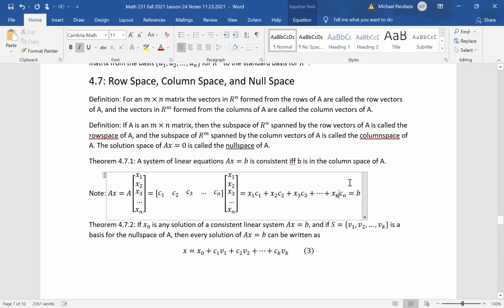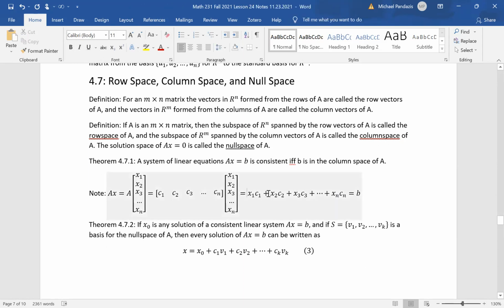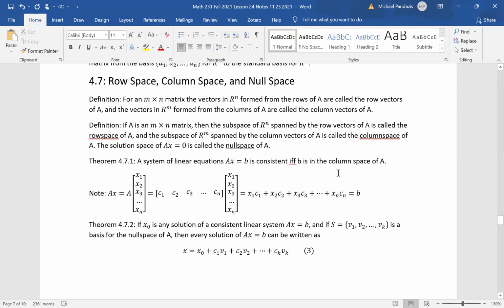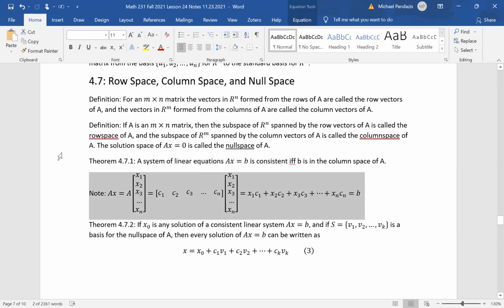Being in the column space of A means that a vector can be expressed as a linear combination of the columns of A. And because we have this equation, saying that AX equals B has at least one solution is equivalent to saying that B can be expressed as a linear combination of the columns of A, or that B is in the column space of A. Okay, so this explains theorem 4.7.1.